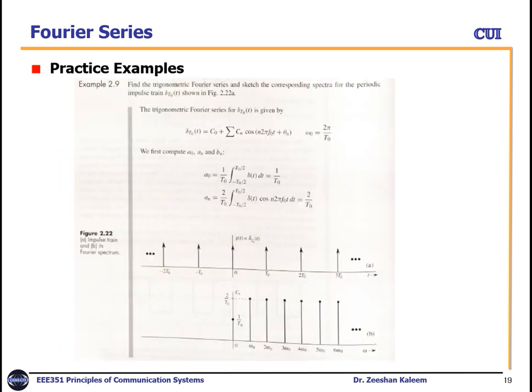Similarly, there is another example. You need to find the trigonometric Fourier series and sketch the corresponding spectra of the periodic impulse train as shown in this figure. So this is your example.